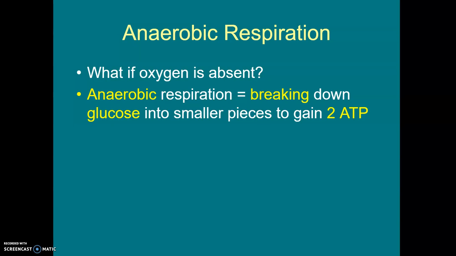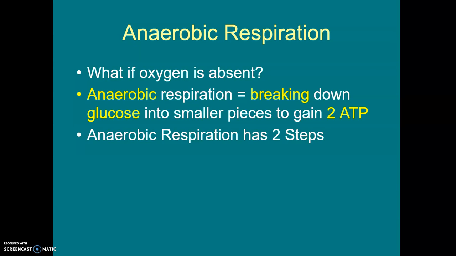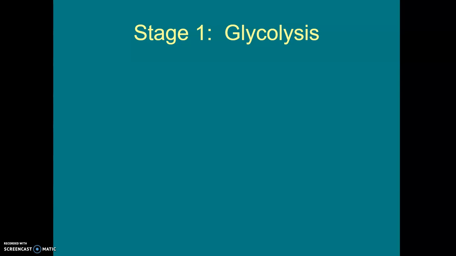So what is it? Well, you're still breaking down glucose into some smaller pieces, and you're gaining 2 ATP from it. That is all of the ATP that you get from anaerobic respiration. Remember, aerobic, we got like 36 total. Anaerobic, we're only getting 2, so it's a lot less energy. There's 2 steps to anaerobic respiration. Glycolysis, really just the same glycolysis that was in aerobic, and fermentation. That's the second step.